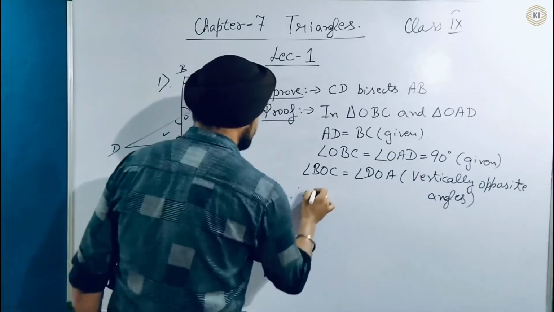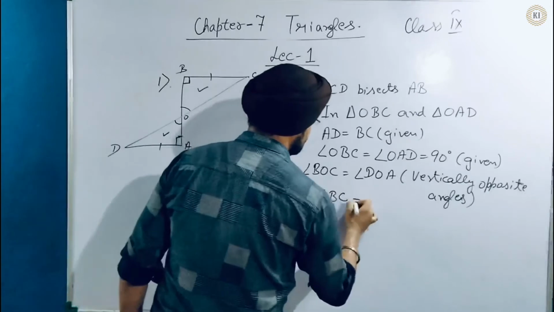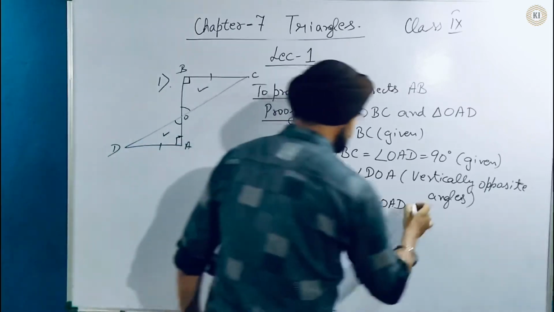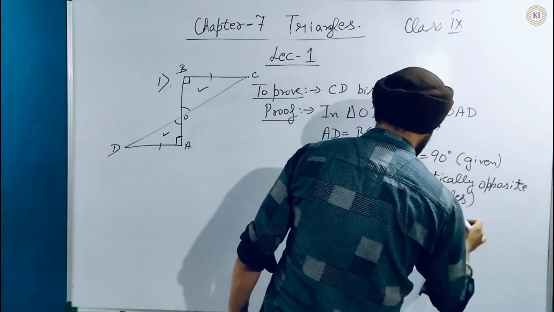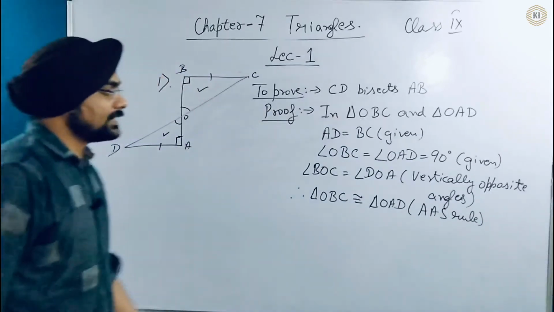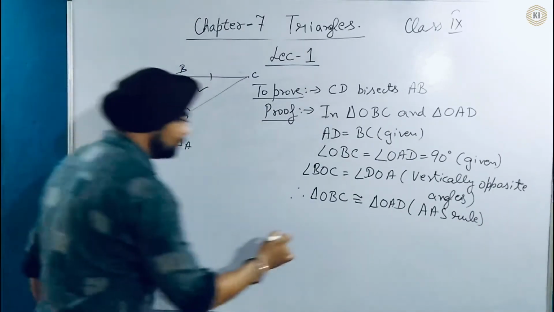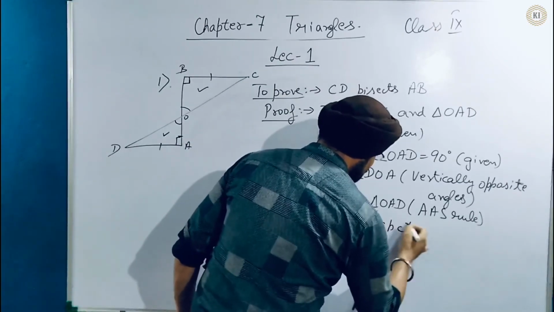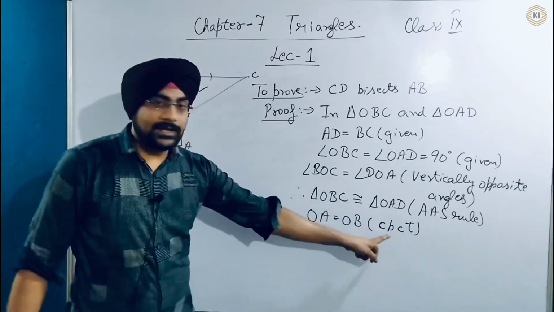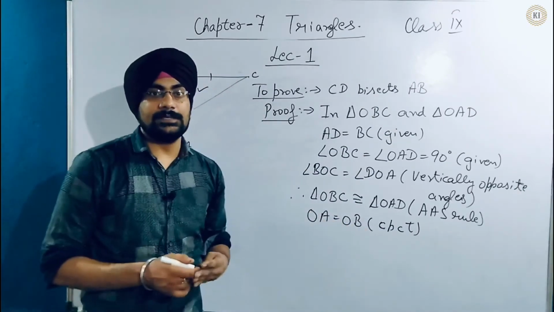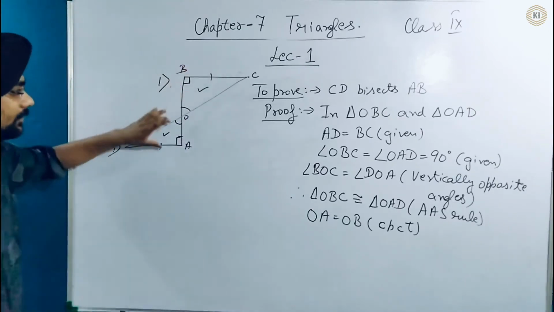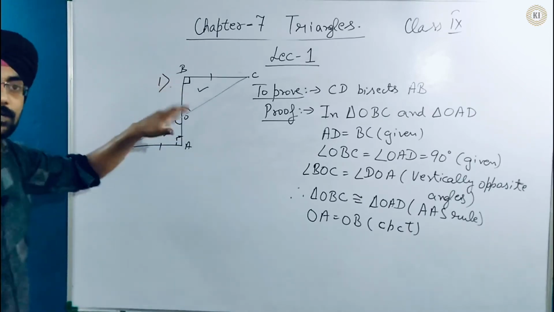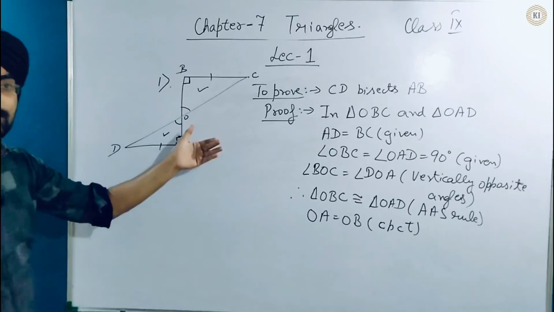So therefore triangle OBC is congruent to triangle OAD. There are two angles and one side, so we can write here the AAS rule. So two triangles are congruent, so OA will be equal to OB. Reason: CPCT. CPCT stands for corresponding parts of congruent triangles. It means that if we take this triangle and put it on triangle OAD, these two sides overlap. So these are the corresponding parts of congruent triangles which we have proved.